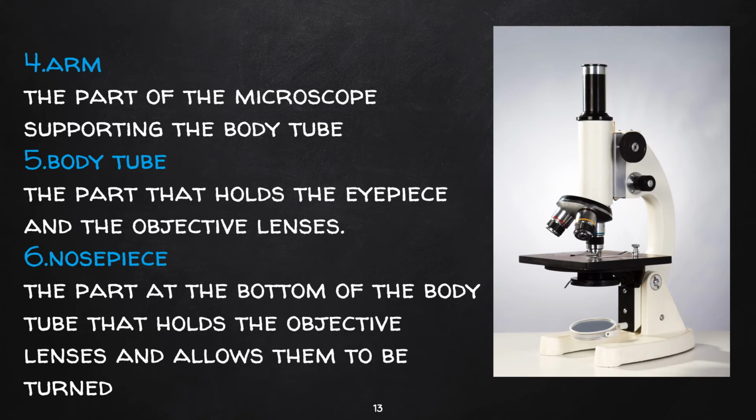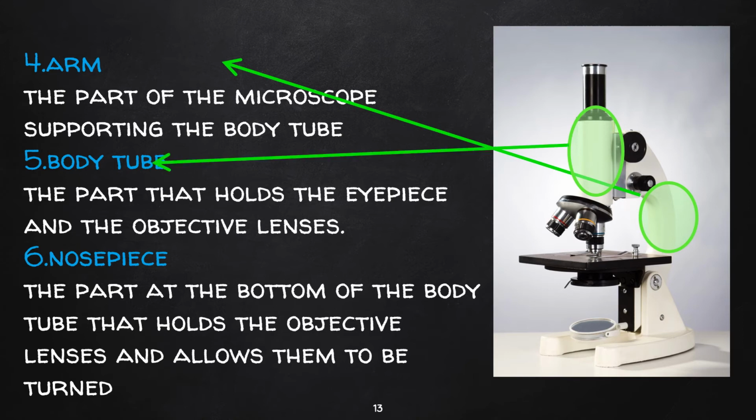The fourth part of a compound microscope is known as the arm. So yung arm, ito yung part of the microscope that supports the body tube. The fifth part of the microscope is known as the body tube. So this is the part that holds the eyepiece together with the objective lenses.